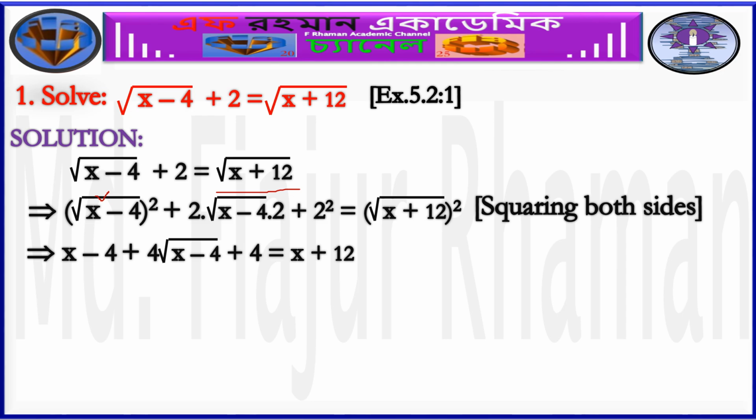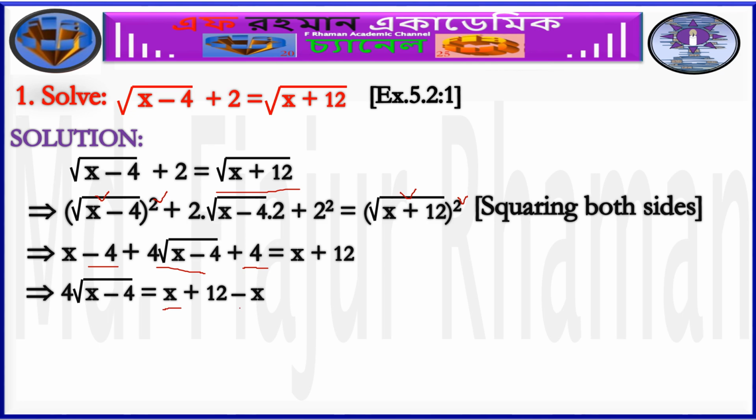Cancelling square root and 2, we get x minus 4. 2 into 2 becomes 4. 2 square becomes 4. Cancelling square root and 2, we get x plus 12. Since minus 4 and plus 4 should be cancelled out, and we should isolate this radical, that's why we should transpose the term x from the left hand side to the right hand side, and doing so we get 4 square root of x minus 4 is equal to x plus 12 minus x.